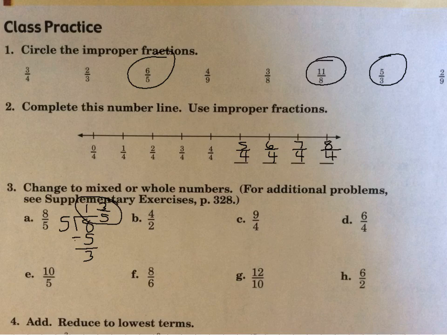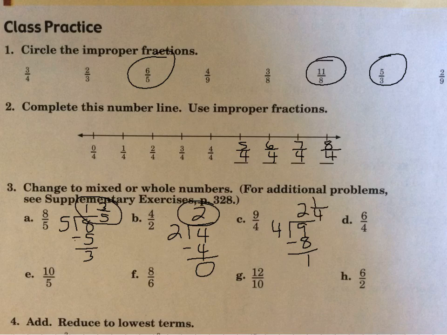The next one. How many times does 2 go into 4? 2 goes into 4 two times, and that's your answer. There's no remainder, so there's no fraction there. Next one. 4 goes into 9. How many times? Goes in 2 times. 4 times 2 is 8. Subtract and we get 1. And so it's 2 and 1/4. I put the 1 on top. Put the 4 on the bottom.